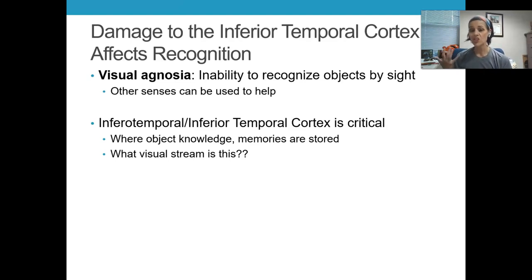So my question to you is, what visual stream is this? We've talked about the dorsal pathway for where objects are located. We've also talked about the ventral pathway, which helps us recognize what objects are. So what visual stream is this? The inferior temporal cortex is a part of that ventral stream, that what pathway.